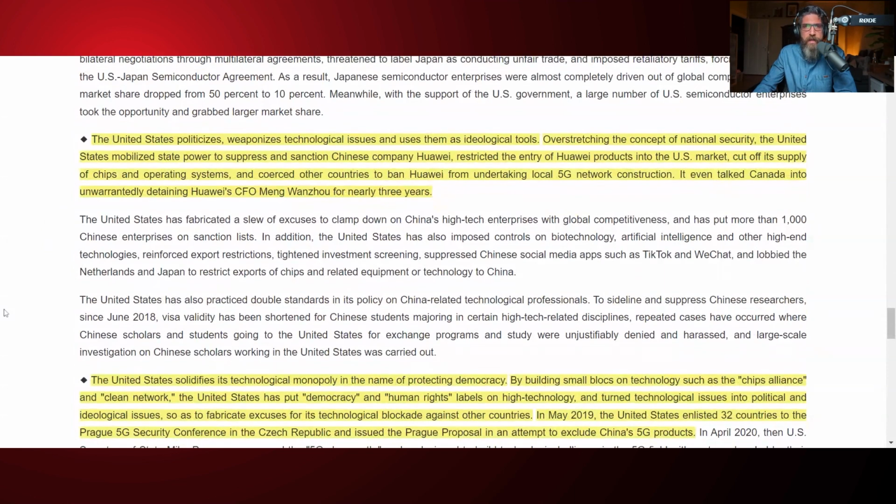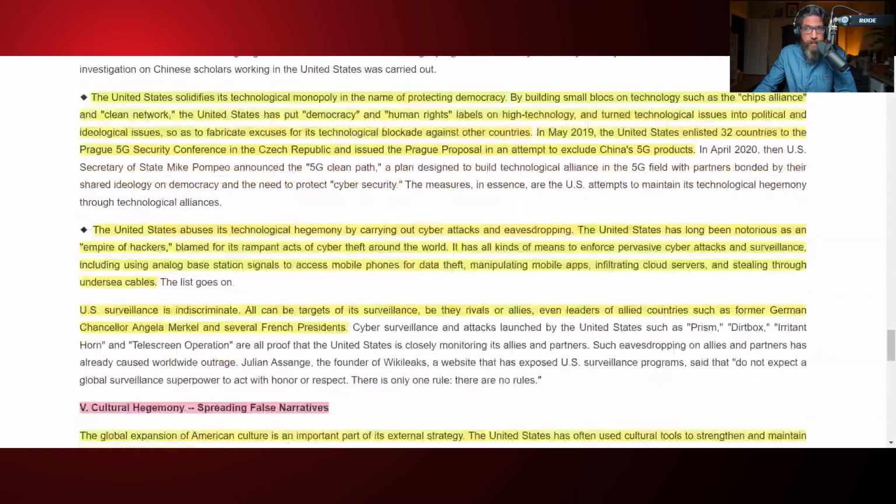The United States solidifies its technological monopoly in the name of protecting democracy by building small blocks on technology such as the CHIPS Alliance and Clean Network. The United States has put democracy and human rights labels on high technology and turned technological issues into political and ideological issues, so as to fabricate excuses for its technological blockade against other countries. In May 2019, the United States enlisted 32 countries to the Prague 5G Security Conference in the Czech Republic and issued the Prague Proposal in an attempt to exclude China's 5G products.